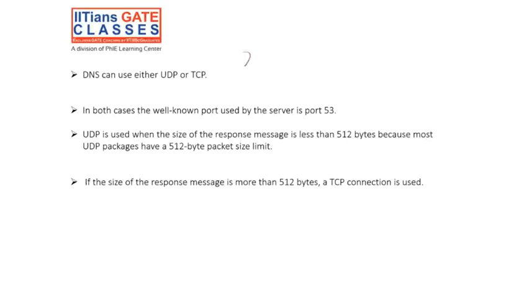So DNS is very important here. This line is very important: DNS can use either UDP or TCP. So this application protocol can use UDP and TCP. What is the meaning of this? Whatever the DNS request packet you are sending, we can send through UDP, or you can say TCP, right? Somehow that packet will go through the physical layer.